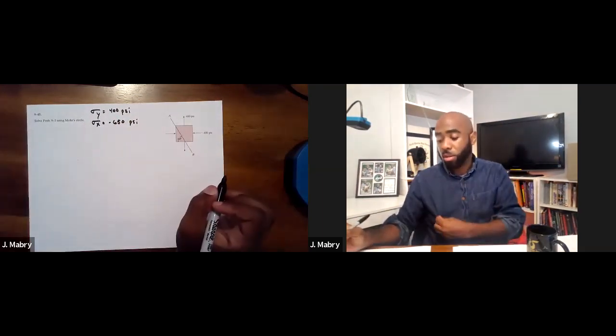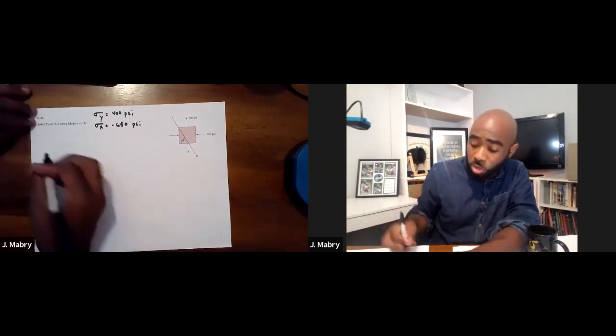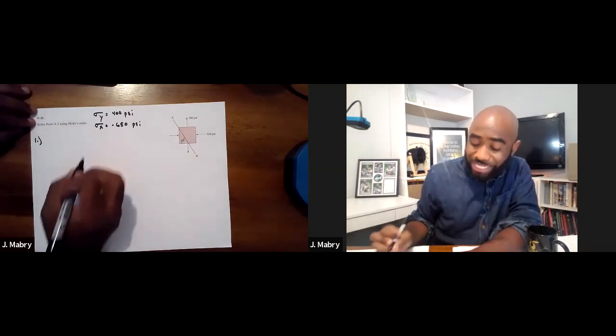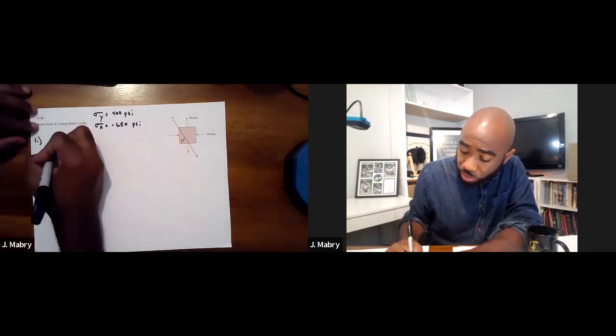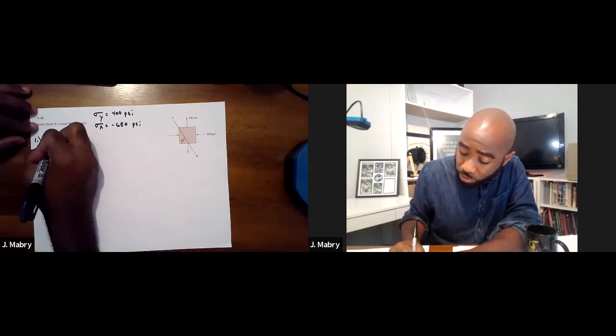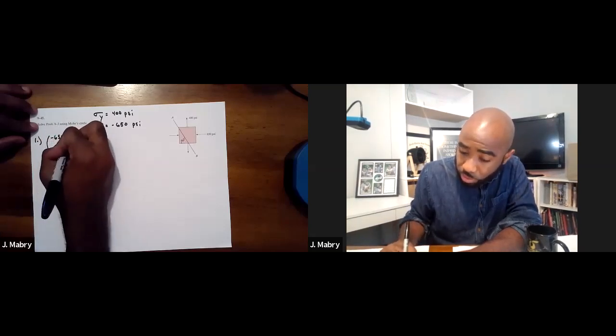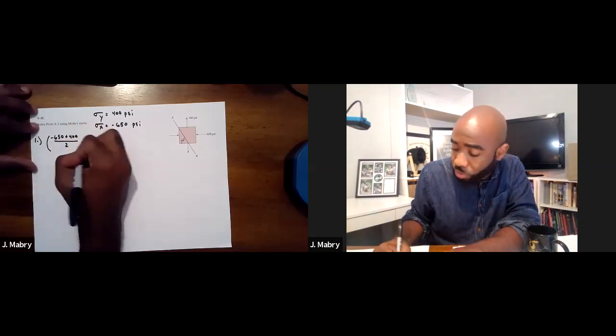Those are the values of those 2 stress values. And so again, starting with number 1, the center is going to be the average of these 2 and 0. So the average of these 2 is, let's see, negative 650 plus 400 over 2, that's the first term, and 0.